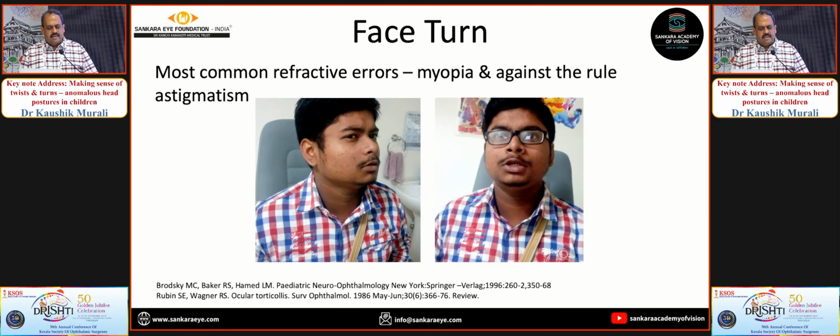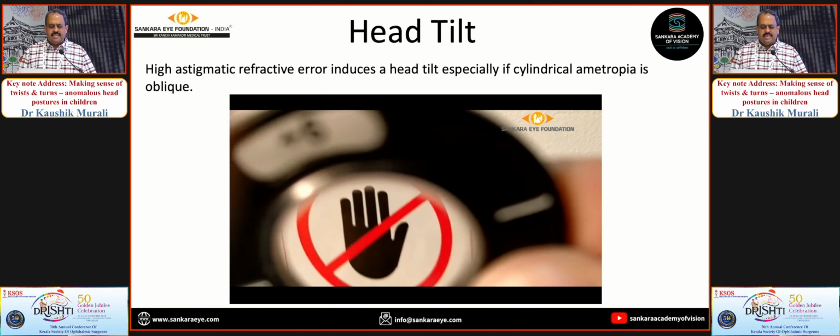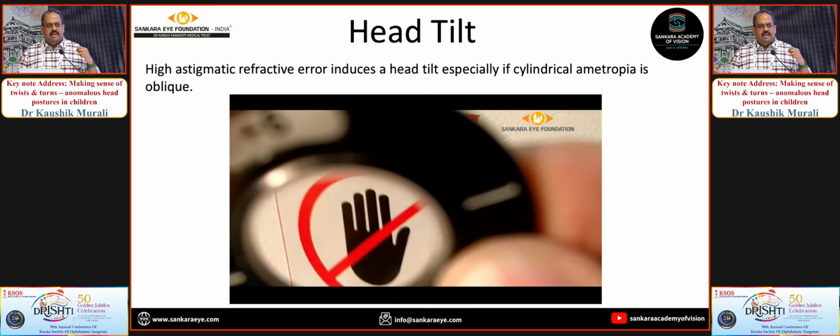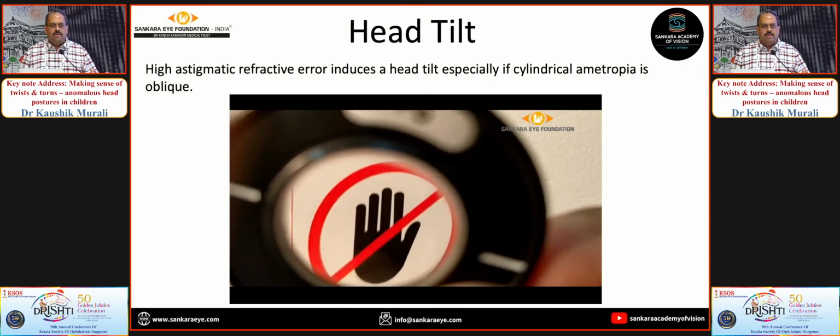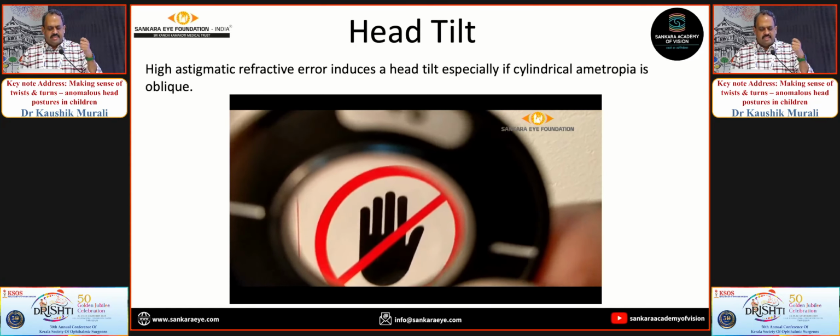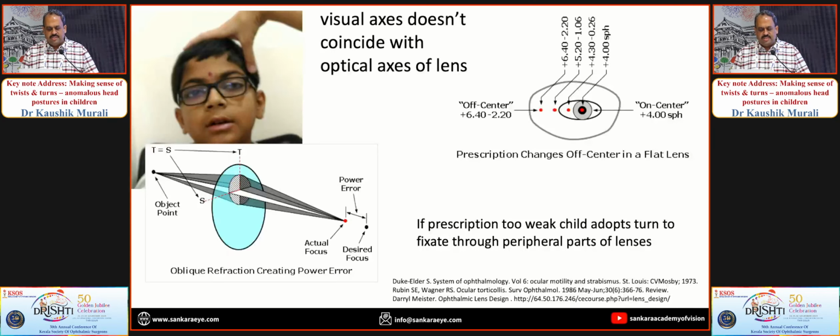So face turn again is most common in myopia and against the rule astigmatism. Again, just putting a simple pair of glasses will help correct it. Head tilts happen. Now most of us will have a small cylindrical power that allows us to see a little clearer, and we don't correct it. But take a simple trial frame and just twist it around with the target. You would see the kind of change and distortions that happen.